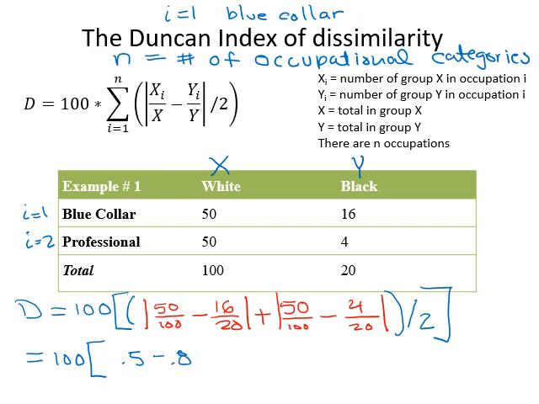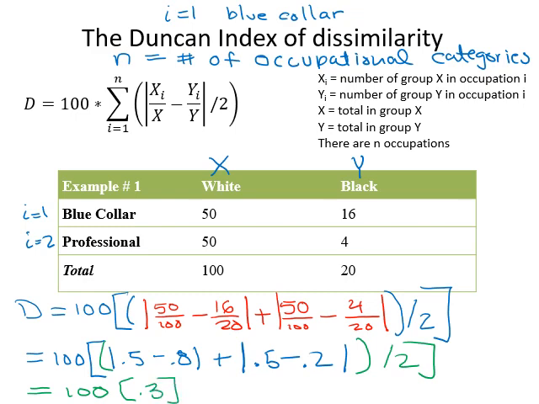Oh, sorry, I need to put the absolute value. Plus 0.5 minus 0.2. Okay, and then we can divide that by 2. So we're going to get to the end now. We're going to get 100, and then inside you're going to have 0.3 and 0.3, so 0.6, and divide by 2, so it's going to be 0.3. So we end up getting 30, right? So that is our Duncan index. The 30 is the Duncan index.